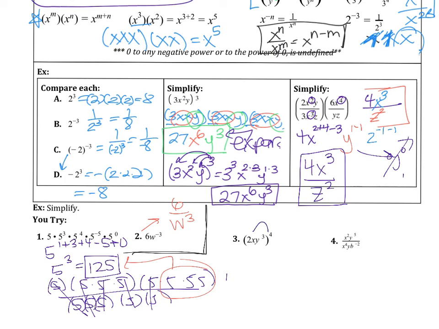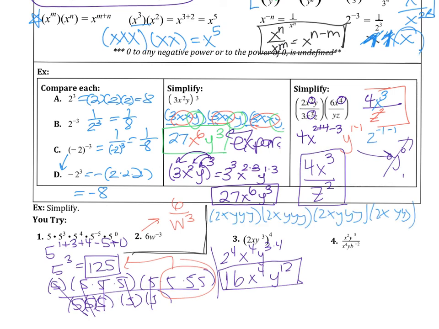Okay, number 3. Option 1, shower the power. That's going to give me 2 to the 4th, x to the 4th, y to the 3 times 4. 2 to the 4th, I would expect you to simplify, is going to be 16, x to the 4th, y to the 12th. And then, as always, when in doubt, expand it out. Let me just show you what it would look like to expand it out.